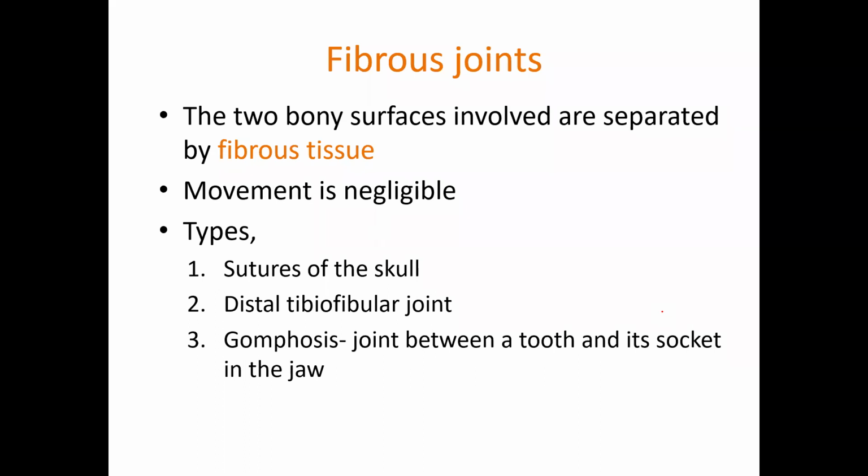We find them in the sutures of the skull, in the distal tibiofibular joint of your leg, and also in a special type of joint called a gomphosis, which is the joint between a tooth and the socket. You know that in your mandible and in your maxilla, the teeth are embedded in the bone. The bone which has the teeth in it is called alveolar bone. Between the tooth and the alveolar bone, you get the special type of fibrous joint called a gomphosis.